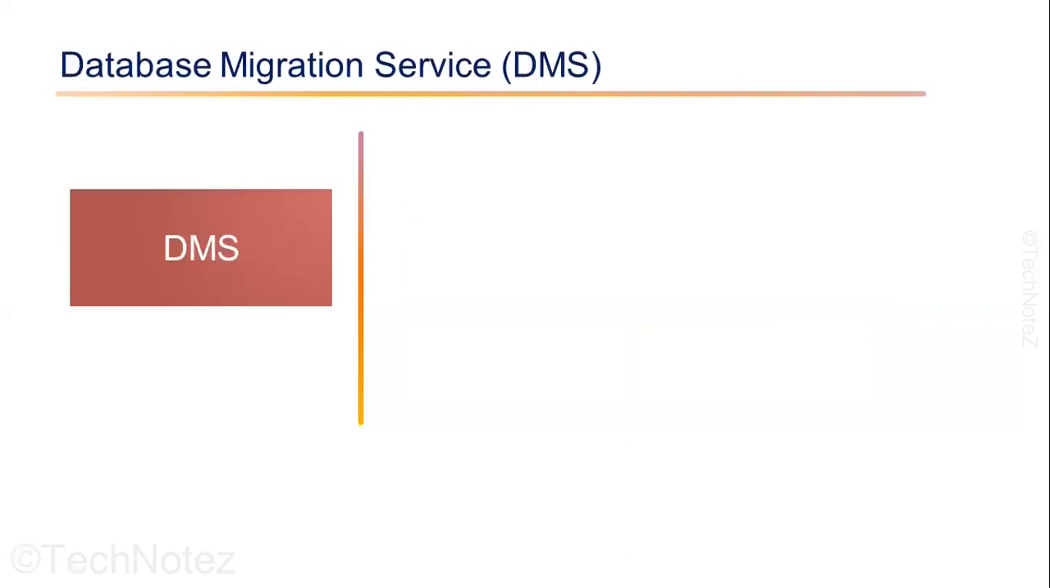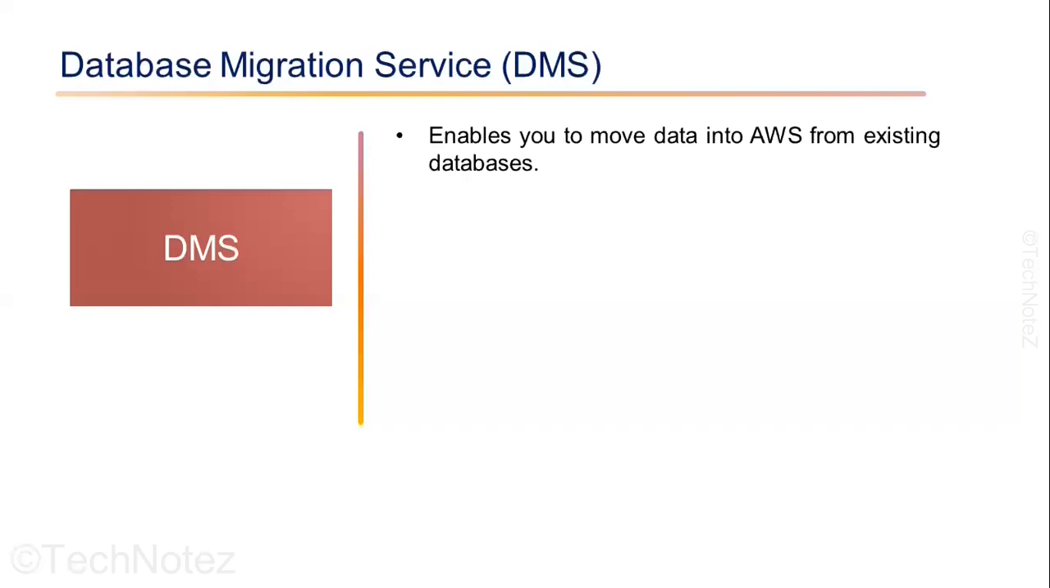Now, you might be wondering, if you have a database that's running within your own data center and you want to move that database to the cloud, how will you do that? AWS Data Migration Service is a fully managed service provided by AWS that makes it easy to migrate a database from one environment to another. DMS supports a wide variety of database platforms such as Oracle, SQL Server, MySQL, MariaDB, and MongoDB as a source and target. Data Migration Service enables you to move data into AWS from an existing database and supports both one-time and continual migration of data.